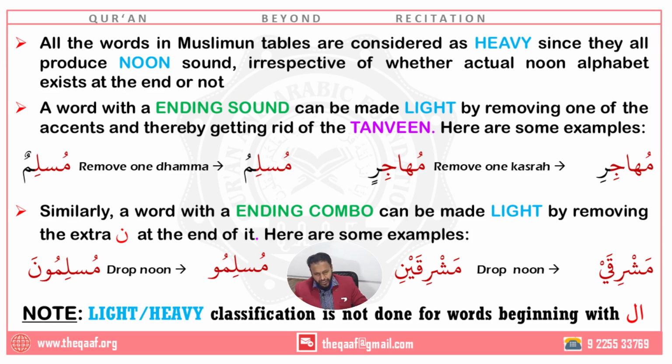Okay, and there's a reason for it. I can't explain now. I will explain later, although I already explained half of it. The remaining half I will tell you soon, inshallah. So just remember that every ism has got a weight. Weight is heavy or light. Heavy means noon sound or ending sound or ending combination. Light means no noon sound. If there is a word with the tanween, get rid of one dhamma, fatha, kasra, and it will become light. If the word is with the ending combination, then just drop the noon and whatever remains is the light form.